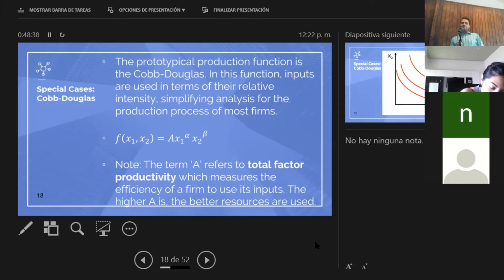The A term is just a letter to represent a term called total factor productivity, which essentially measures the efficiency of a firm in using its inputs. The higher A is, the better or the more efficient this firm is at using their resources, sus inputs. El término A es lo que se refieren cuando escuchen en las noticias o en algún lugar así, productividad. Eso es lo que es el término A.